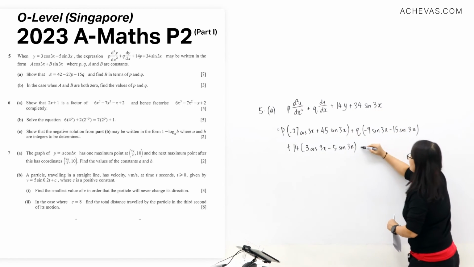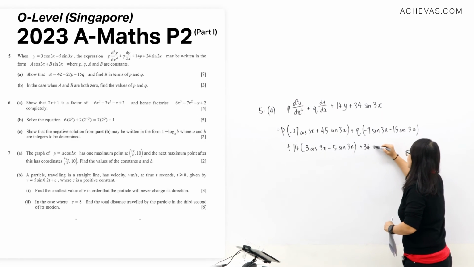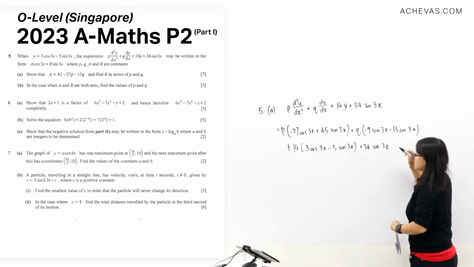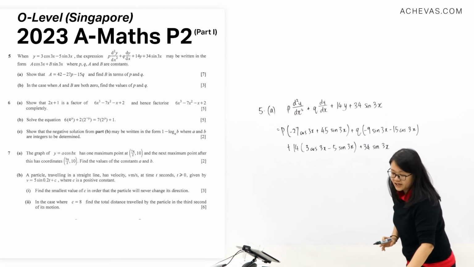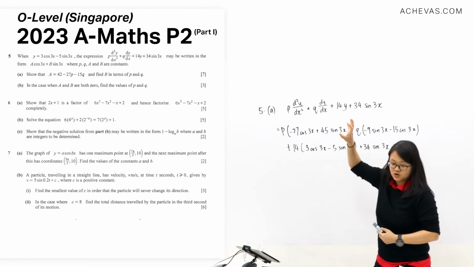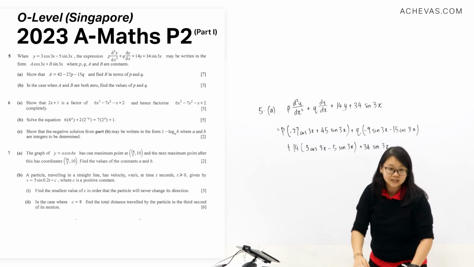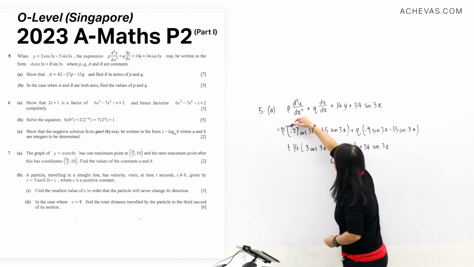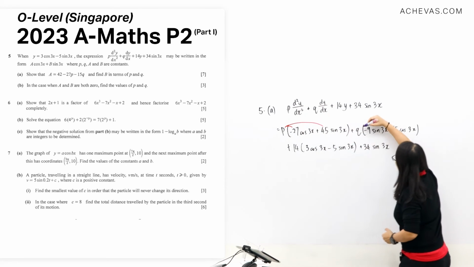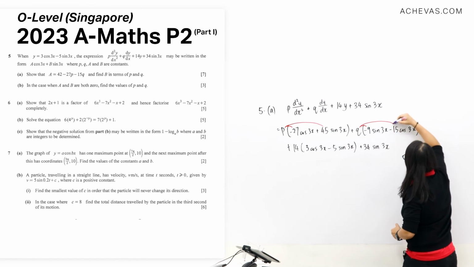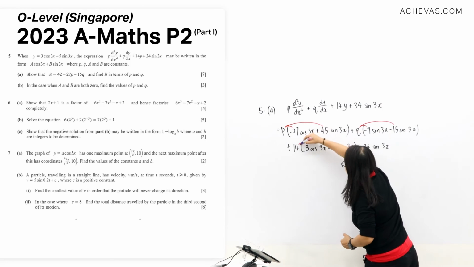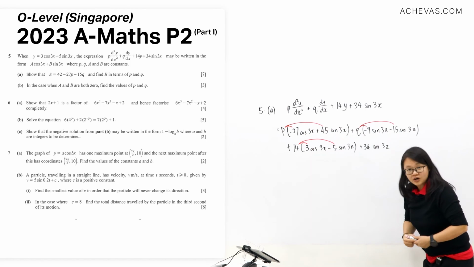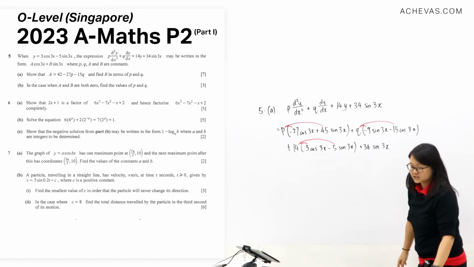This one, just bring it down. I have plus 34 sine 3x. All right, so the next part, if you observe, they want you to write cosine 3x first, then sine 3x. Now let's try to multiply this one in. So this p multiply in here and in here. For q, multiply in here and also in here. For 14, same thing. So I'm going to arrange the one with cosine 3x first.